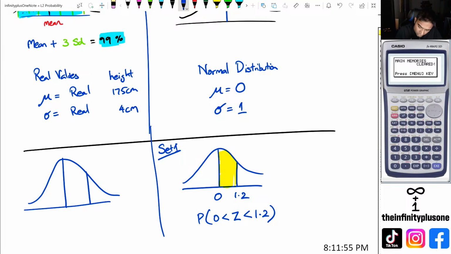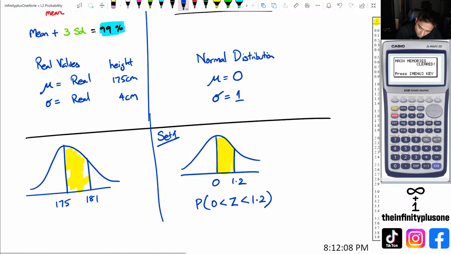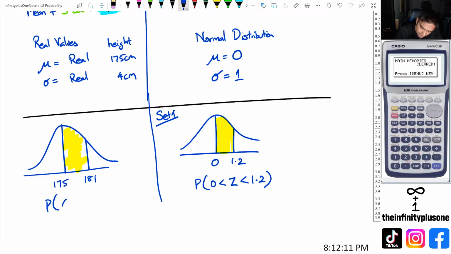In the real world, it could look like 175, and then, I don't know, somewhere here could be like 181, for example. And again, this is hypothetical. All right. Now, in this case, the question would look like this: probability of x between 175 and 181.